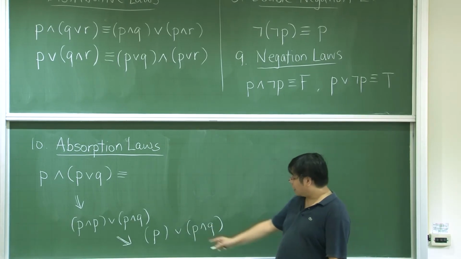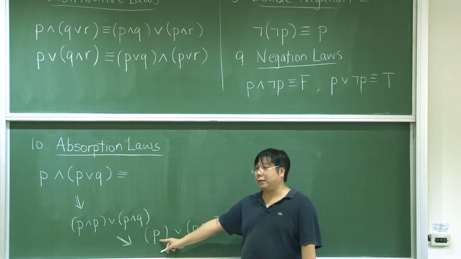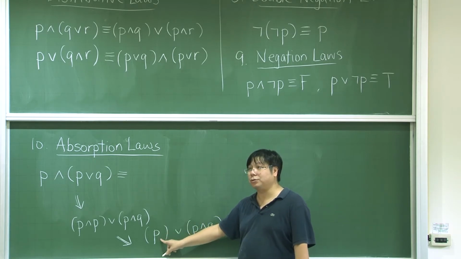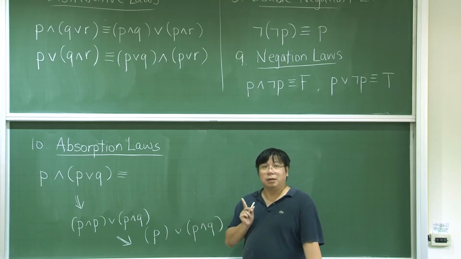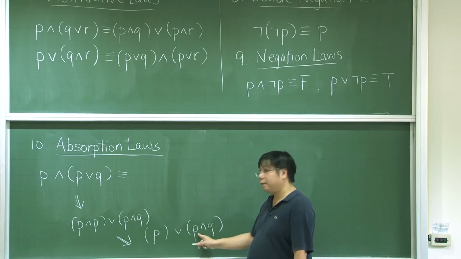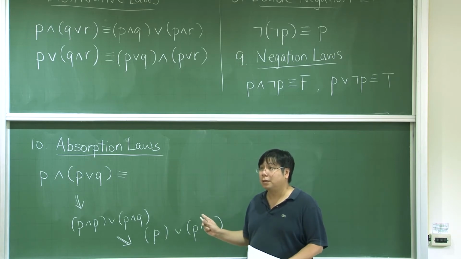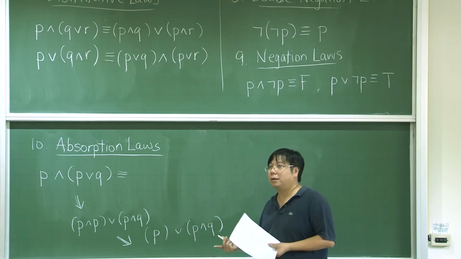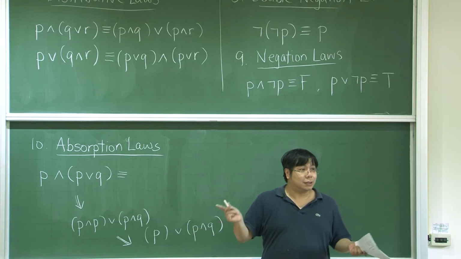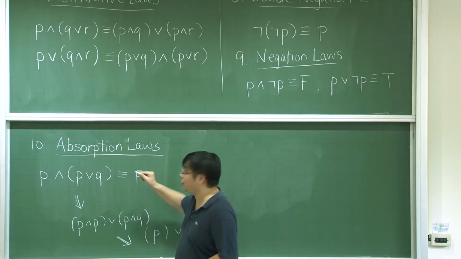Now look at it. If P is true, then this is an or, so you get true already, because this part is true, and true or something is true. Now if P is false, this side is false, and this little part is also false. False or false is still false. So what does it mean? It means that Q doesn't matter. We didn't actually discuss the value of Q. Q is gone. It is absorbed. So P and (P or Q) turns out to be P.